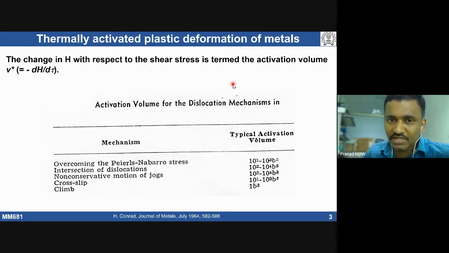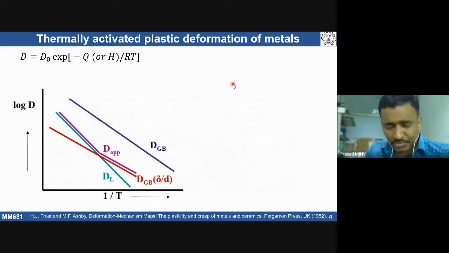Okay, if it is not clear, let me proceed further to have some more understanding about thermal activation of plastic deformation. We know that diffusion is expressed using an Arrhenius type of equation: D equals D naught exponential minus Q by RT, or sometimes people say delta H, or simply H, by RT. D is the diffusivity, D naught is the diffusion coefficient, Q or H is the activation energy, R is the gas constant, and T is the temperature on the absolute scale.